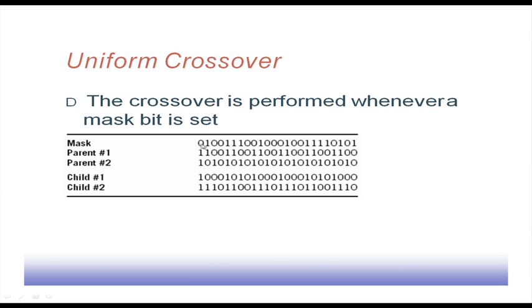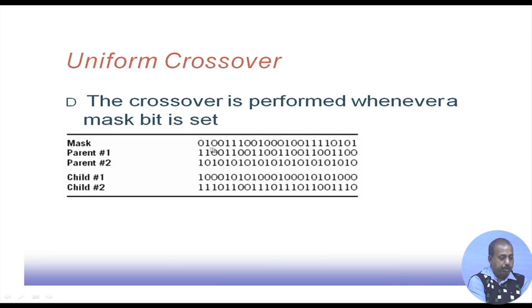Now, in this mask, if the bit is 0, then we will copy child 1 from parent 1 and copy child 2 from parent 2. On the other hand, if the mask bit is 1, we will copy the parent 2 value into child 1 and the parent 1 value into child 2. So, this is just the reverse.